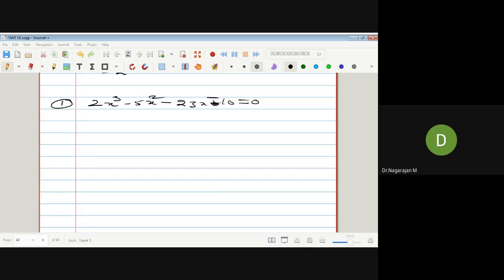Okay, so now it's recording. So the polynomial is 2x cubed minus 5x squared minus 23x minus 10. Solve the given question. So how to solve a cubic equation?